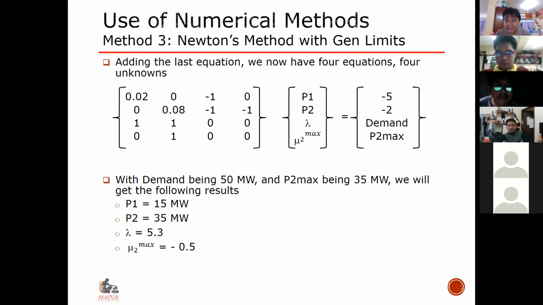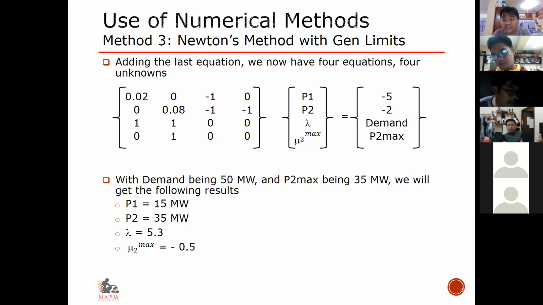Okay? Gets pa ba? Sir, may question ako, sir. Sige. Yung sa KKT condition, sir, yung mu kasi, sir, sabi doon must be greater than or equal to 0. Pero yung answer natin sa mu2 max is negative. Okay lang yun, sir.